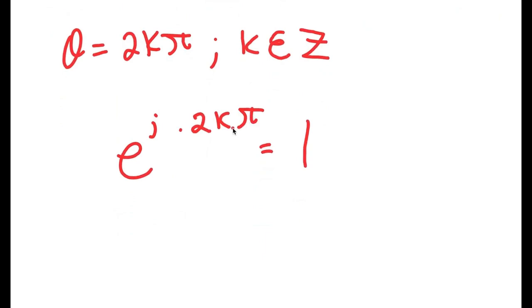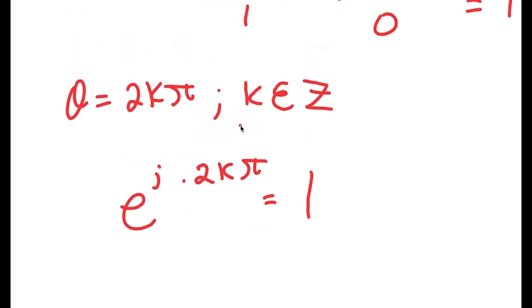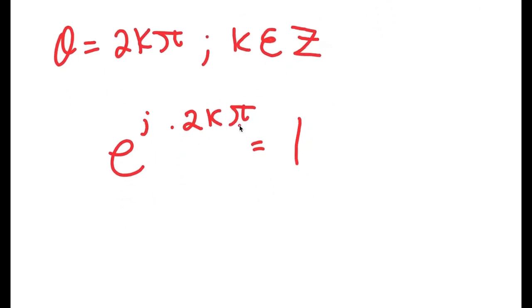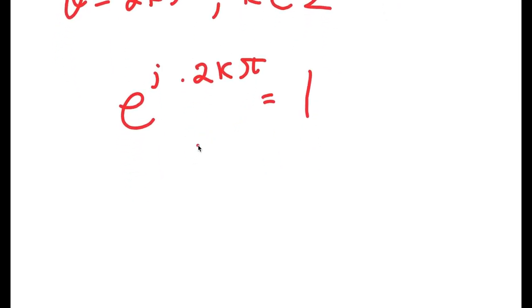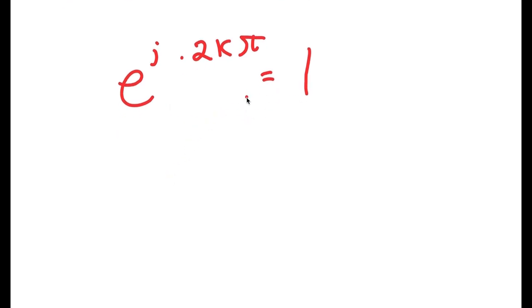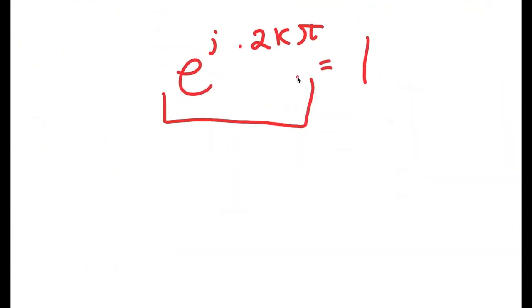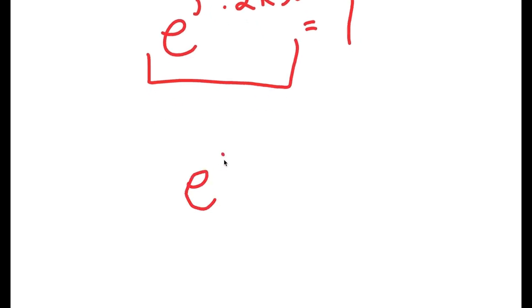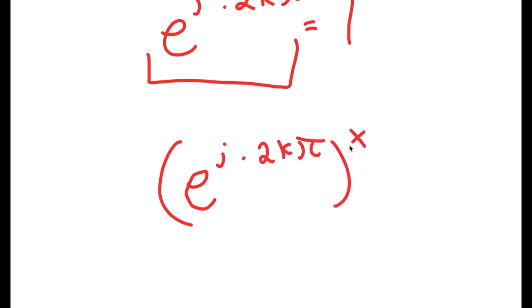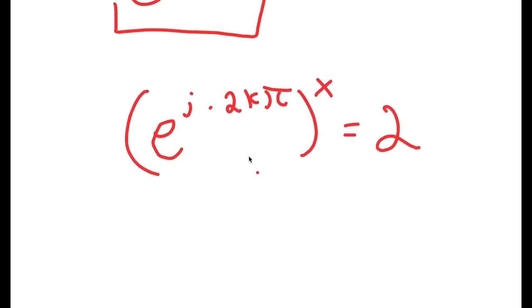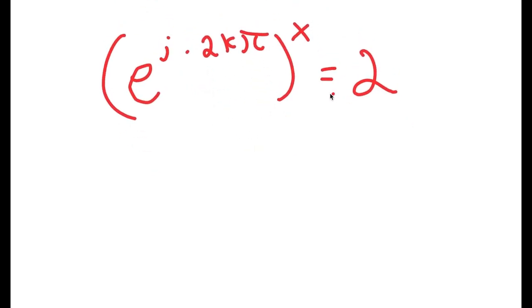Now, because this is equal to 1, we can remember our first equation, which we started with, 1 to the power of x equals 2. We can substitute in this for 1, meaning I get e to the power of i times 2k pi, to the power of x, is equal to 2. So just think of this as 1. So I have basically 1 to the power of x equals 2.